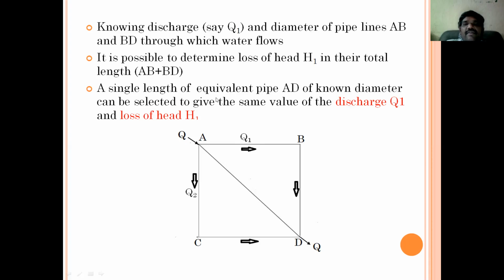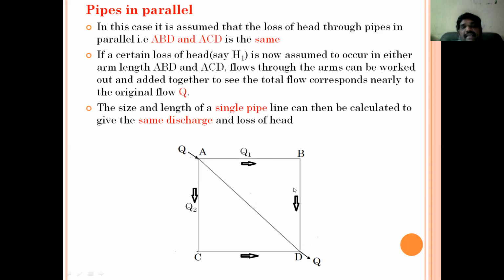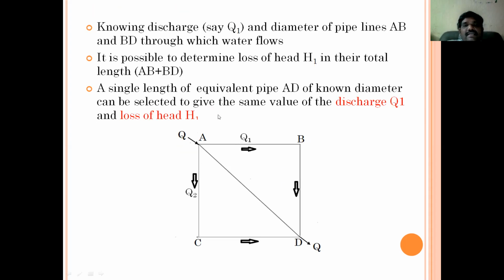A single length of equivalent pipe AD of known diameter can be selected to give the same value of discharge Q1 and loss of head H1. Understand? See here, instead of AB and BD, a single length of equivalent pipe AD of known diameter can be selected to give the same value of discharge and the same loss of head.